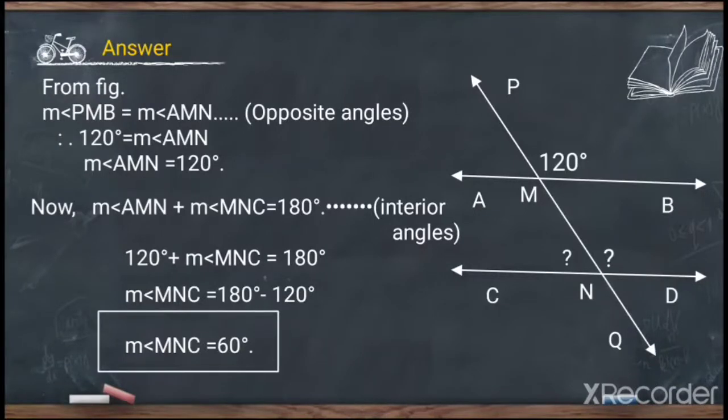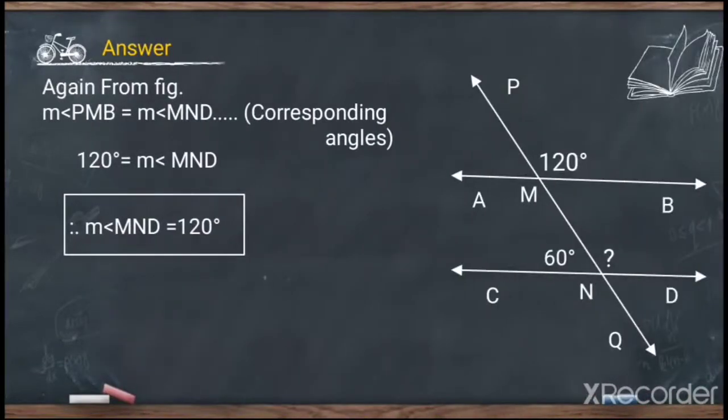Let's solve the next angle, MND. Here you can solve MND by using two methods. The first one is linear angles. You can add these two angles, angle MNC plus angle MND, because both are linear angles, its addition is 180 degrees. Here I use angle MNB and angle MND. Both these angles are corresponding angles. So by using the corresponding angle property, angle MND is equal to 120 degrees.